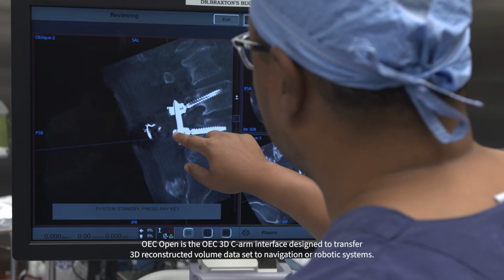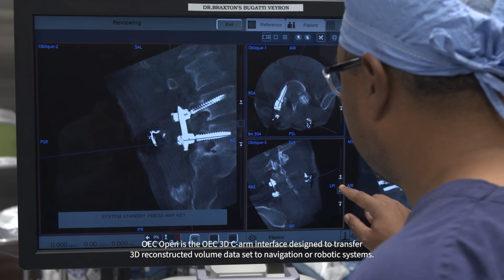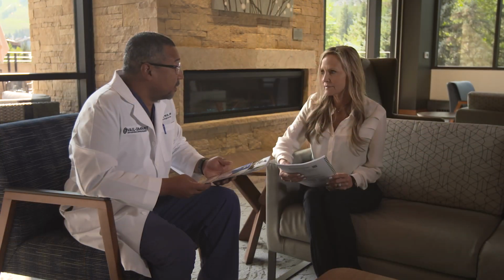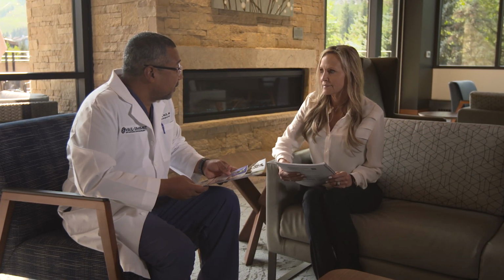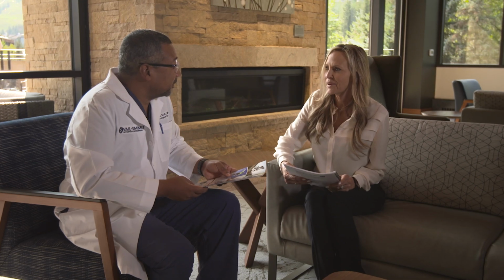The fact that the GE OEC 3D is open source means that you can apply it to many different types of implants and technologies, and they marry together very well. This gives me as a surgeon a lot more options when discussing particular problems with a patient.